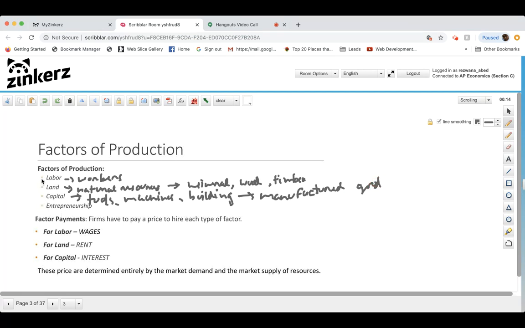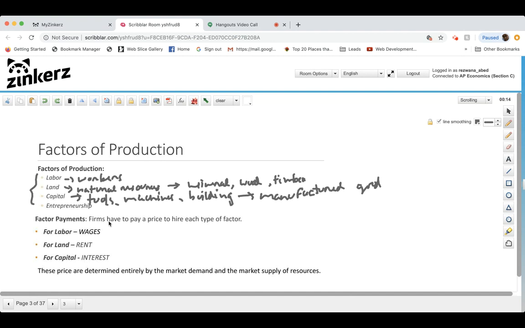Entrepreneurship is basically somebody who combines these three factors of production, and they either modify something or make something new. An entrepreneur will assume risk for businesses. These things by themselves don't do anything. Somebody has to come in and combine all these things to make goods and services. Okay.